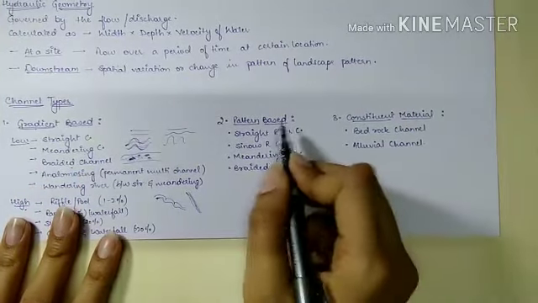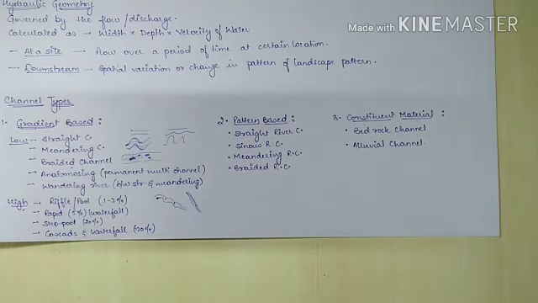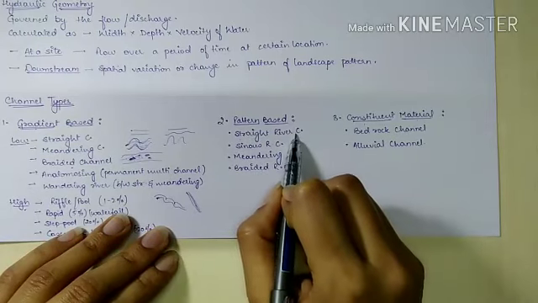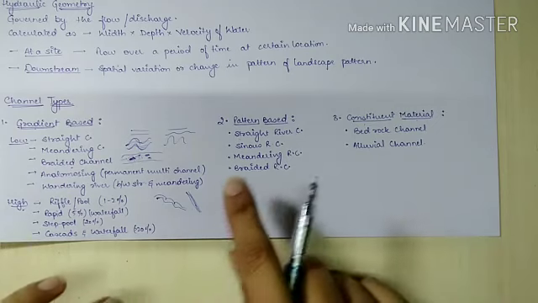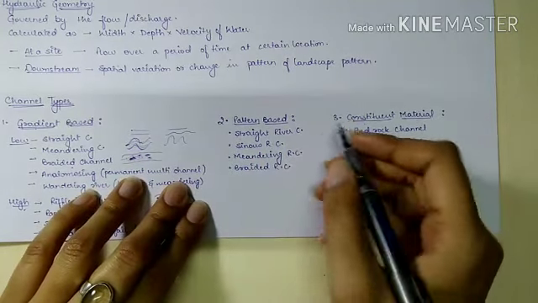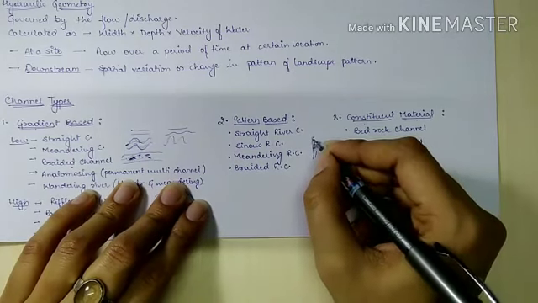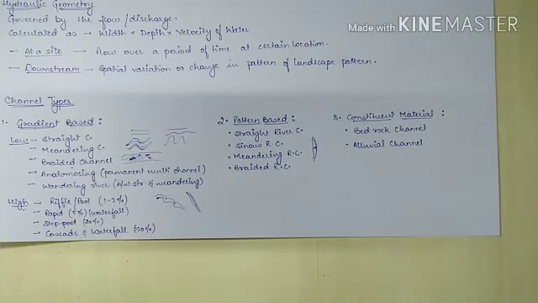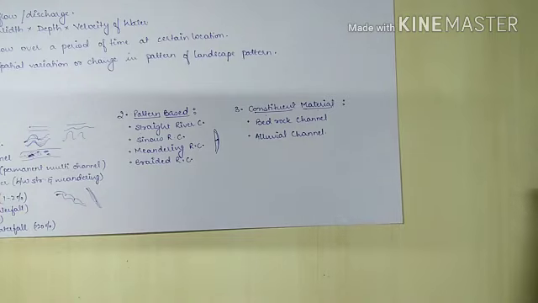Next is pattern based. So this is basically based on how the river flows. On the basis of river flow, we have straight river channel. So a straight river channel is like having a straight path. Next is sinuous. A sinuous river channel is a deviation from its original path. Okay, so this is a little bit curved. Next is meandering river. Then we have braided river channel. Okay. Now the last categorization of channels is on the basis of constituent material.